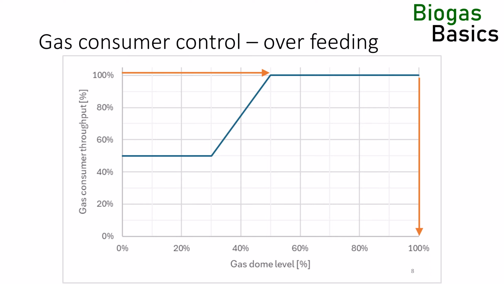We will need to adjust the feed rate to match the gas production exactly to the consumption of the gas consumer at full output.